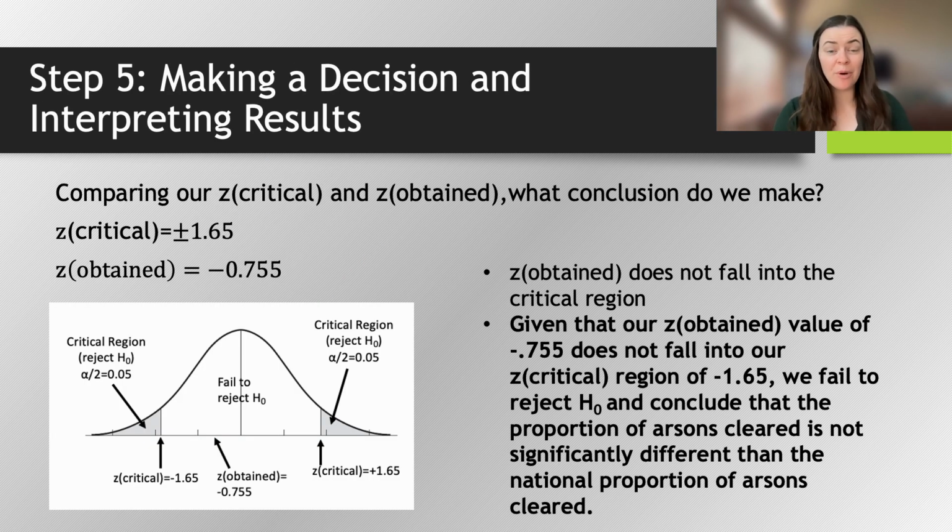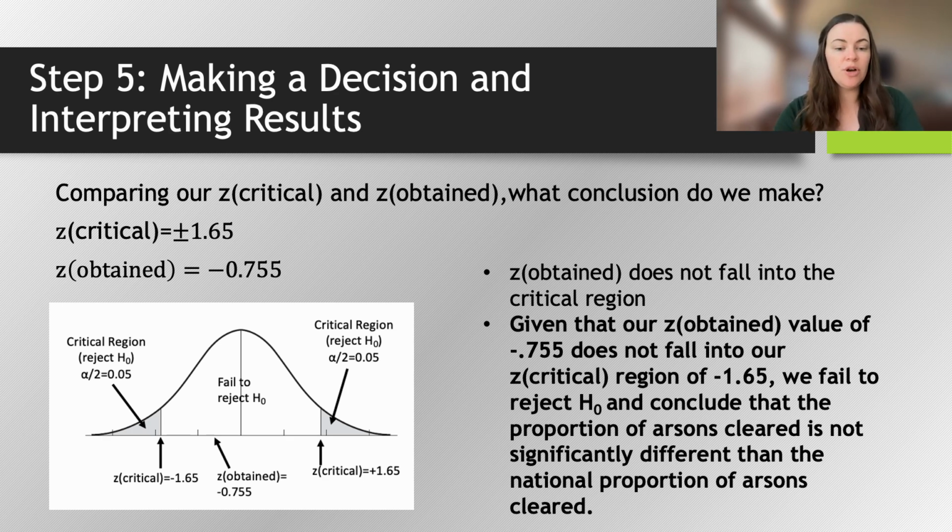Okay, we have reached our final destination for this example, step 5. This is where we make a decision regarding our null and research hypotheses and interpret our results. So this is our opportunity to compare our z critical value, which we established in step 3, to our z obtained value, or our test statistic, which we just calculated in step 4. And so what conclusion do we make here?